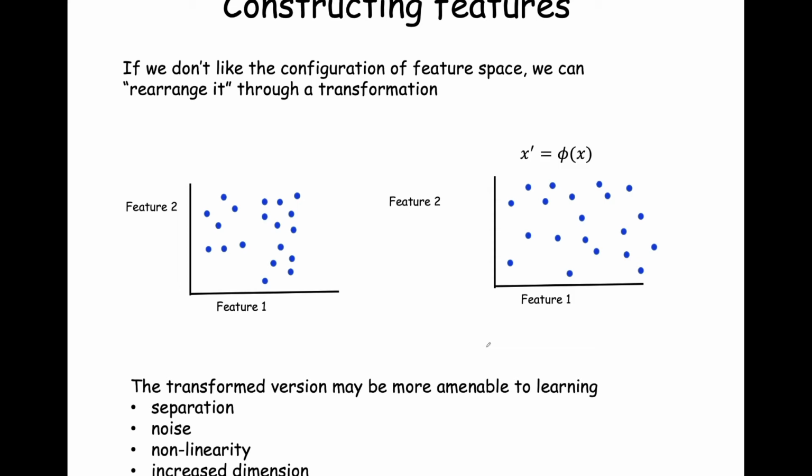It also could increase the dimensionality. So this phi function could be such that you start with 2 features in the original representation, and that results in maybe 20 features through some combination or function over the original features. So you could increase your dimensionality as well.